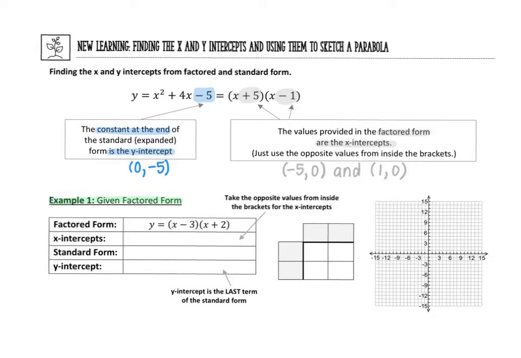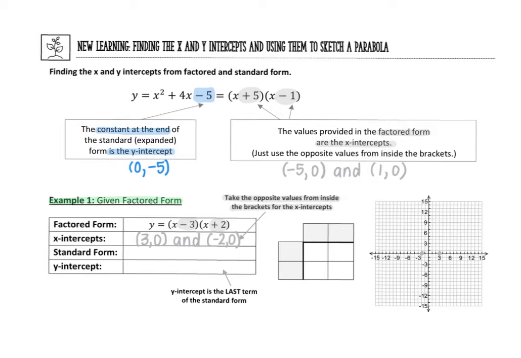We've been given factored form in our first example, so y equals (x - 3) is in the first set of brackets and (x + 2) is in the second set of brackets. To find the x-intercepts, we'll take the opposite values from inside of these brackets. So our first x-intercept will be (3, 0), and our second will be (-2, 0). We can plot these 2 points on our grid. So we'll go over 3 and up 0 and plot a point, and we'll go -2 and up 0 and plot a point.